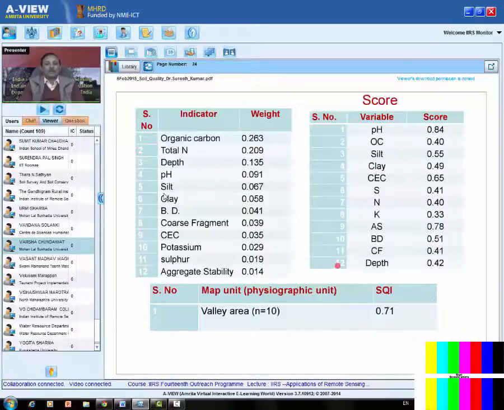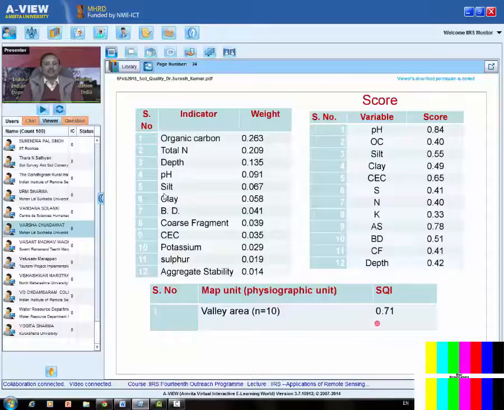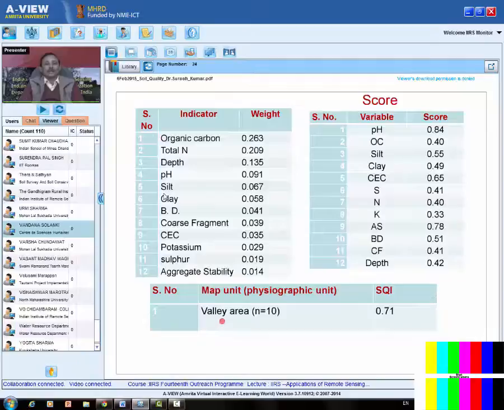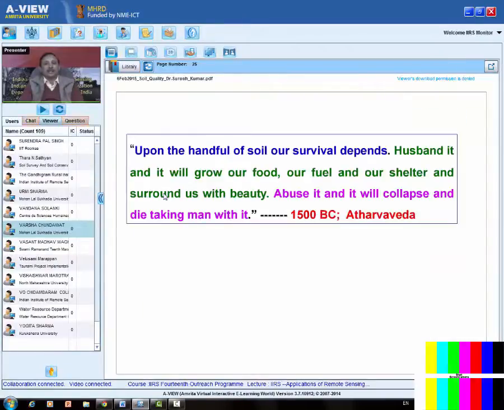So 12 scores are there, and I show you the formula, sigma Wi into Si. So weightage and scores were multiplied and summed. For the valley area, I have taken 10 samples and got the soil quality index 0.71. And when I calculated for the mid slope, the value was 0.5. So I can say the lower slopes have poor quality as compared to the valley area. So various indicators can be used, and then a composite index, the soil quality index, can be calculated.